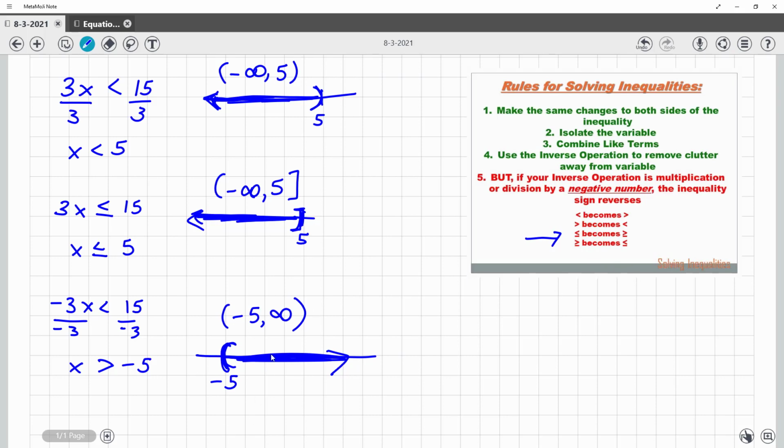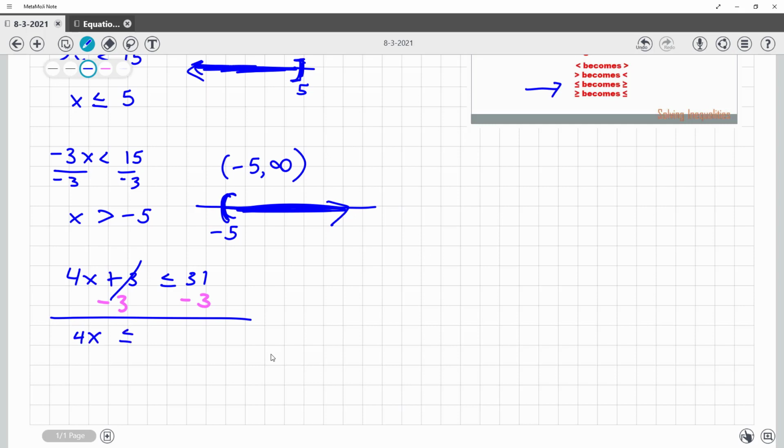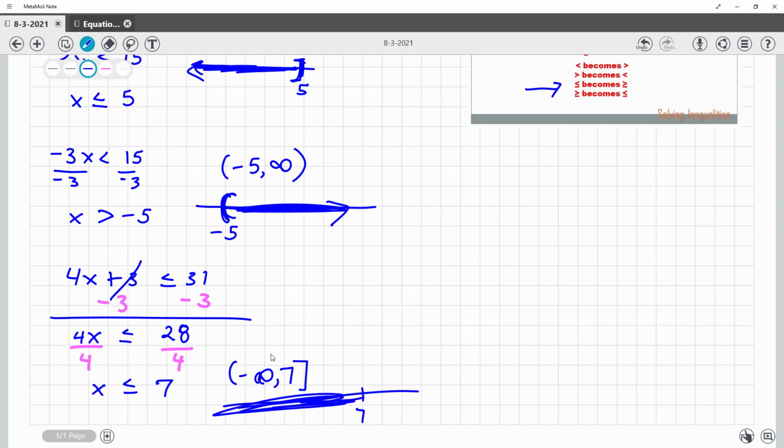They'll get a little bit more difficult, meaning a little bit more parts, as far as I had 4x plus 3 is less than or equal to 31. Just do all the same steps as you've been doing. Pretend this is an equation that you're solving. 4x less than or equal to, that would be 28. And now I'm going to divide both sides by 4. And I get x is less than or equal to 7, which would be negative infinity and including 7. So the same thing with 7, and then all the way down and including.